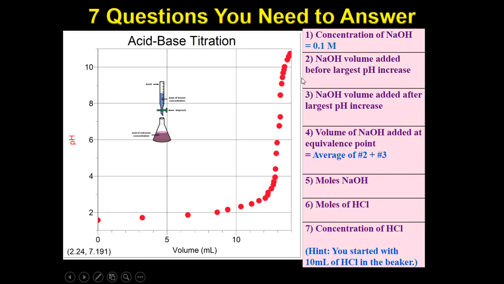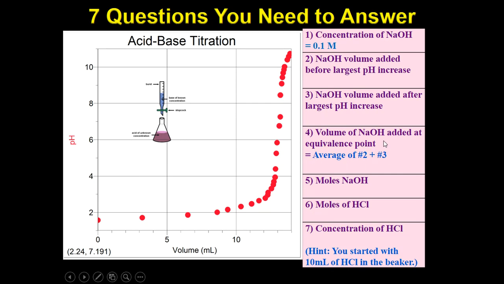Now, when you do this, there are 7 questions you need to answer. The first one, of course, is the molarity of the sodium hydroxide you're dropping in. That's point 1. I'm giving it to you. Then you would, of course, add it in steps. The pH would go from acid land to basic land, and there would be a jump. When it jumped the greatest amount going from acid to base, in the middle of that is your equivalence point. So we need to know the volume of the sodium hydroxide just before the biggest jump and just after to figure out what the volume is in the middle of that. So you take the average of those things.